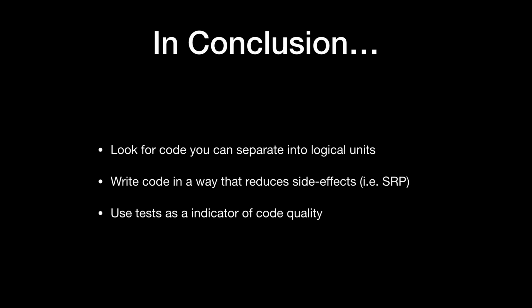Yeah, so in conclusion, look for code that you can separate out into separate logical units to make your code more easily testable. Write code in a way that reduces side effects. So kind of the single responsibility principle, where you're writing your methods so they do one thing and one thing only. And use tests as an indicator of your quality of code.